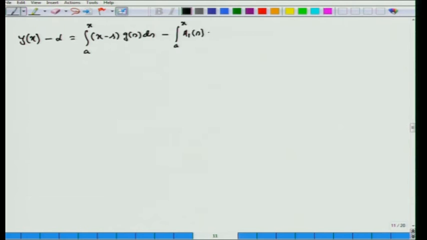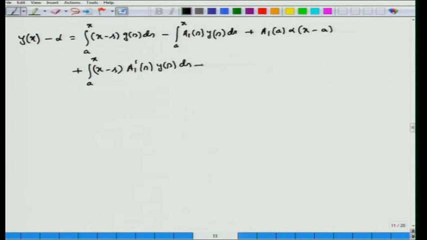There is no need to apply that formula here: a 1 s y s ds, then plus a 1 a alpha times x minus a remains unaltered, and the last two integrals will be a to x, x minus s a 1 dashed s y s ds minus a to x, x minus s a 2 s y s ds, and the last term will remain unaltered, c 1 times x minus a.